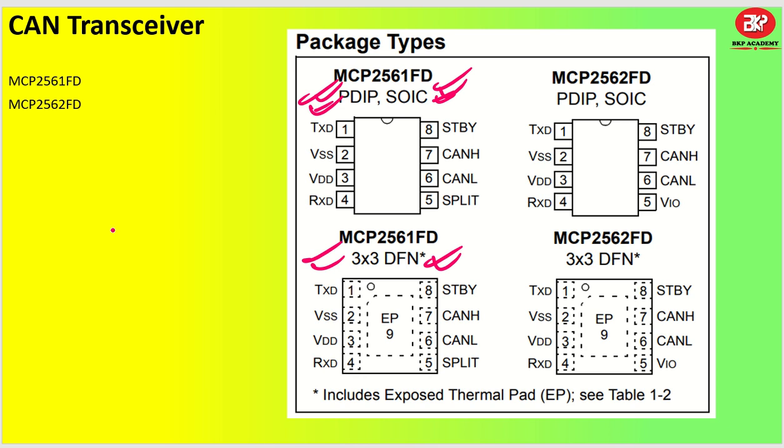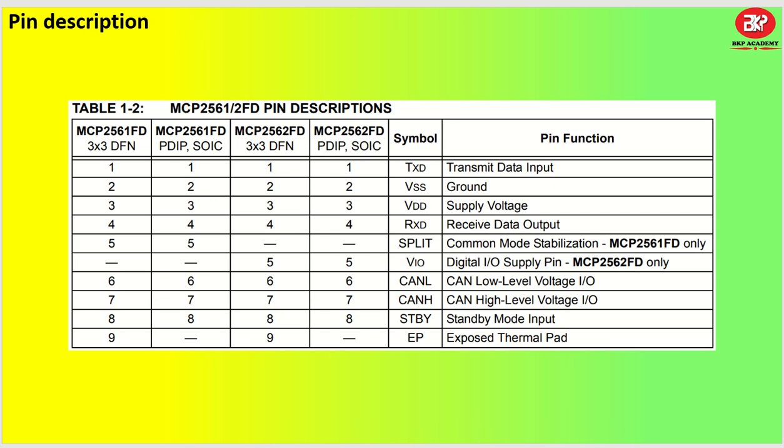All right, so as you can see, pin numbers 1, 2, 3, 4, 5, 6, 7, 8. These are the pins and that's how they are associated. We'll try to understand the pin description, and we'll concentrate on MCP2561FD, PD and SOIC. So pin number 1 is TXD, which is transmit data input. Then 2 is VSS, which is ground. This is the symbol and this is the pin function. We have the VDD pin, which is the power supply pin, taken as a 5-volt power supply. We have RXD, which is receive data output.